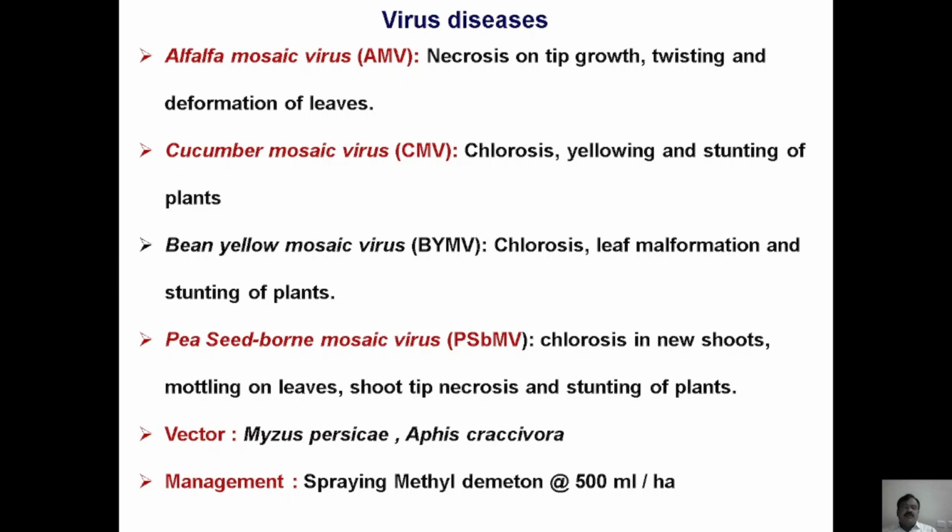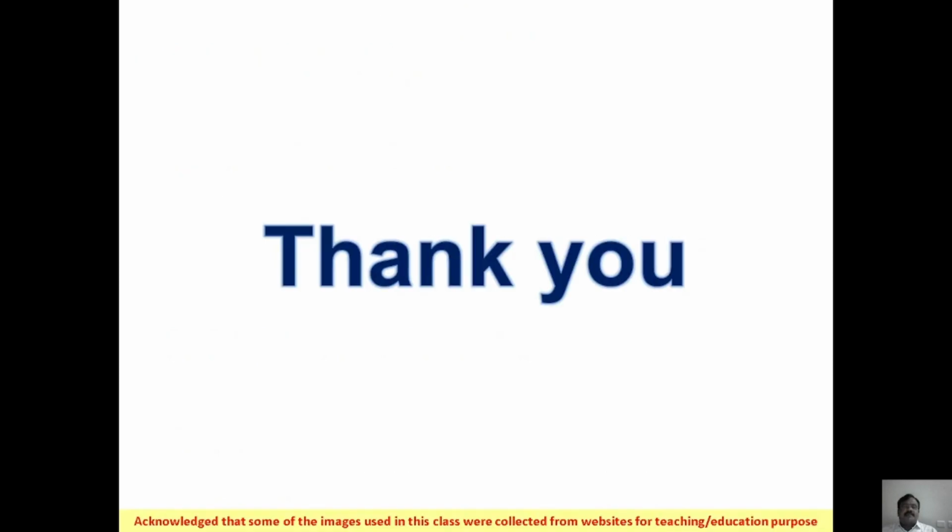So all these four types of viruses are transmitted by insect vectors, that is, the aphid vectors Myzus persicae as well as Aphis craccivora. So to control this insect vector, spraying of methyl dimethoate at the rate of 500 ml per hectare, or any other effective insecticide against sucking pests, can be explored for the management of these aphids.